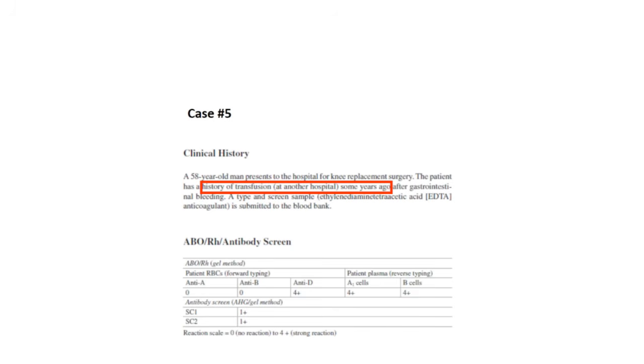versus older transfusion. However, it's still important to elicit a history of transfusion, as it could signify that the patient may have made clinically significant alloantibodies.